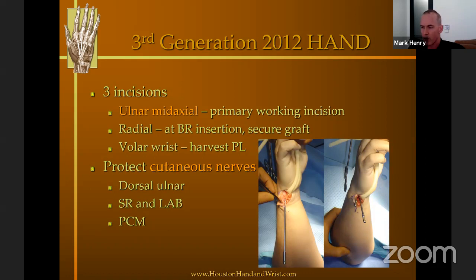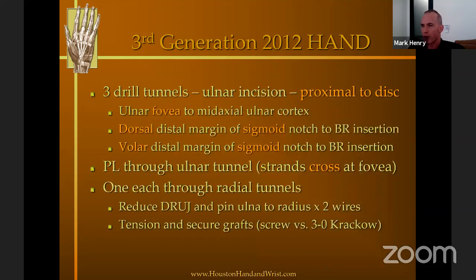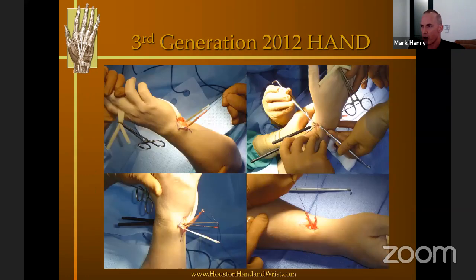the sigmoid notch. We make a second tunnel converging at the fovea with the first tunnel that comes from more distal and dorsal. And the limb of the graft going through there is going to be pointing, as it exits the fovea, straight on its pathway to the volar distal margin of the sigmoid notch. And so we'll take a palmaris graft, and these are just a description of the tunnels, take a palmaris graft out, and then you're going to run it through the two ulnar tunnels, and you'll have the two different limbs that will then come out. You put traction sutures on those.